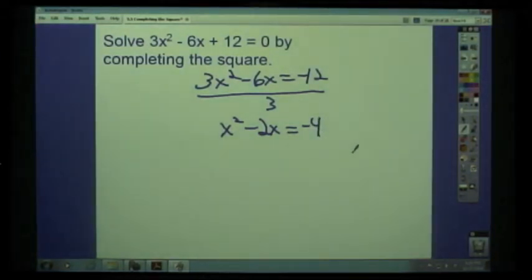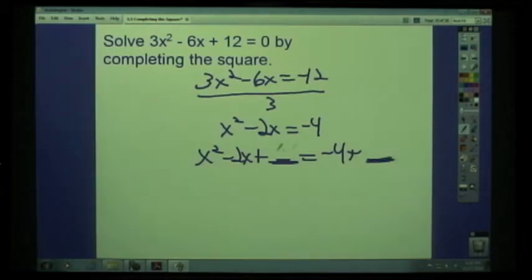Look at that. Now we're exactly like those other problems that we just did a little while ago. One thing I do want to point out here, guys, is that sometimes when you divide by something, like if you divide by this 3, if 6 was not divisible by 3, it might give you something ugly here, but it doesn't change the process. You're still going to take whatever you get right there beside the x and divide it by 2 and square it. Doesn't matter what it is.